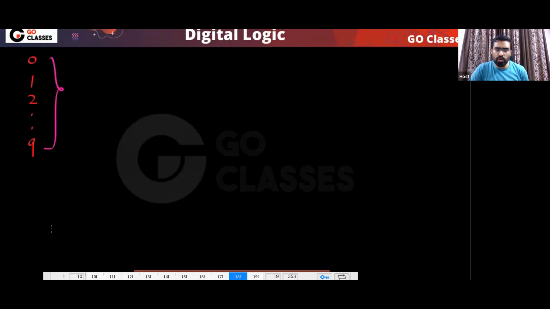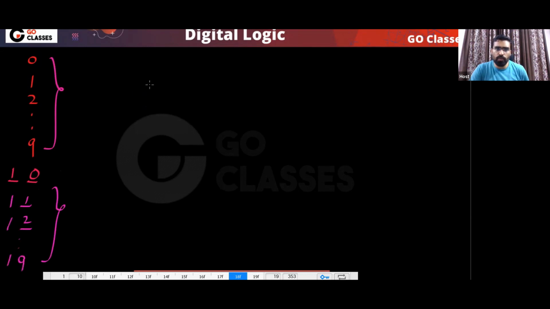Now if you want to count more, what do you need to do? You need to use two symbols. So you put 0 here and you put 1 here. Then you fix this one, and you go till 19.